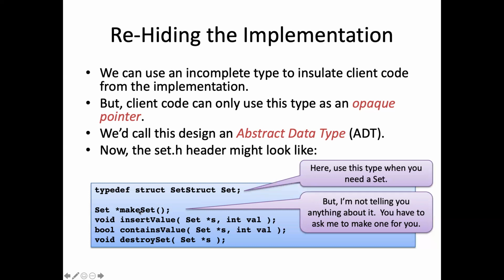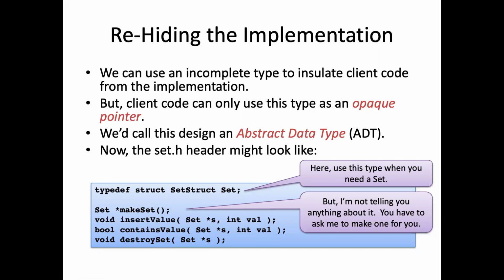So now make set gives you back a pointer to a set. You don't have to pass one in. It makes a set and gives you back a pointer to it, and all these other functions just expect a pointer to a set. But I didn't have to give away anything about what's in my set implementation, just that it's the name of a struct type. I'll define that in the implementation file.